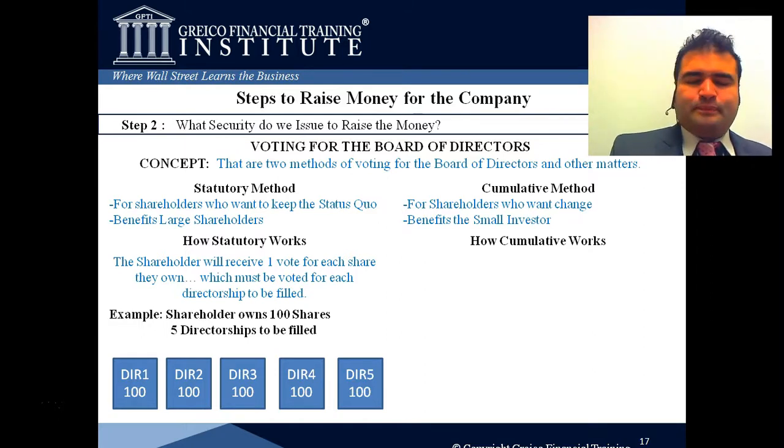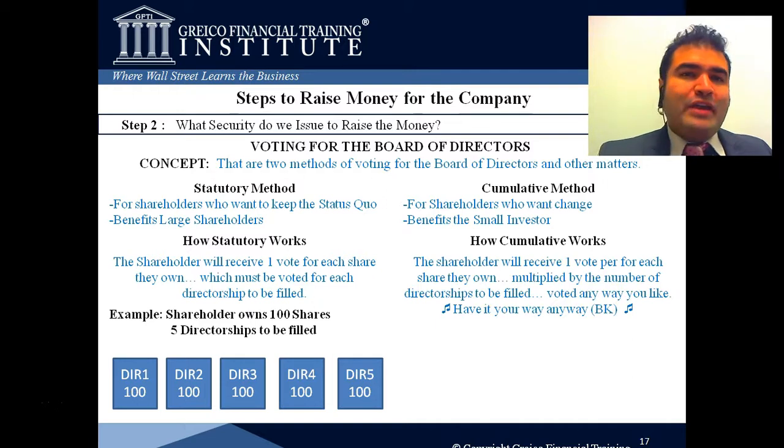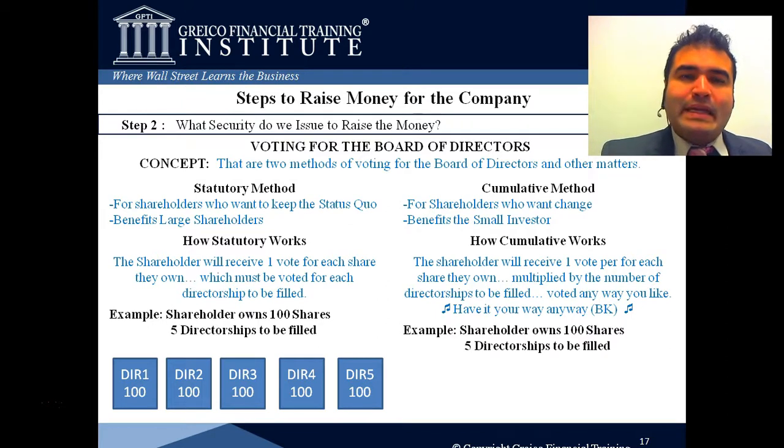How do they do that? Well, the way your number of votes is tabulated is different. So the way this works is that the shareholder will receive one vote per share. That sounds like before, but now it's multiplied by the number of directorships to be filled, or the number of voting items. So in this case, they can be voted any way you like. So you can think of it like the Burger King song, have it your way anyway, when you come to Burger King.